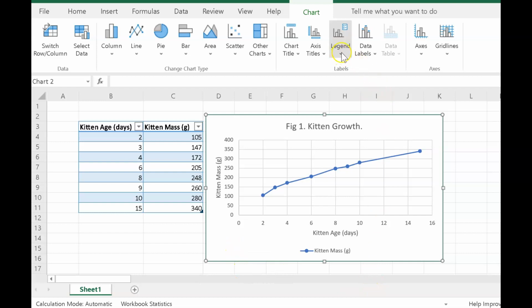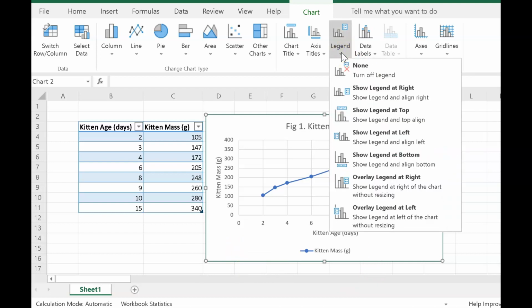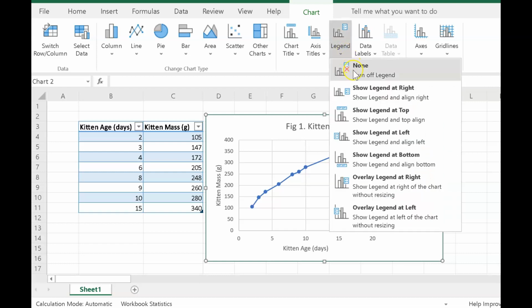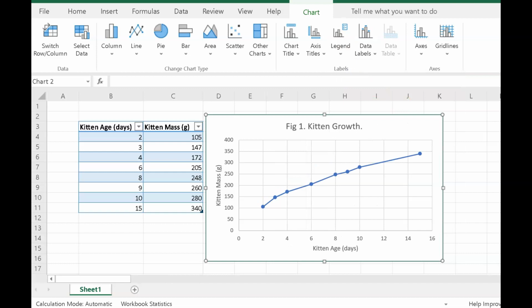And we have an option to have a legend. We can place a legend over here if you want, or we can delete it. I think in this particular case, because I have only one kitten, I don't need to have a legend. If I had a second kitten and I showed those dots and lines in two different colors, then I would need a legend. So this looks like a pretty good graph.